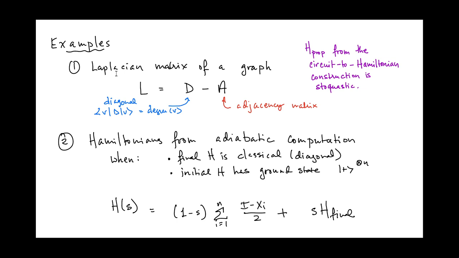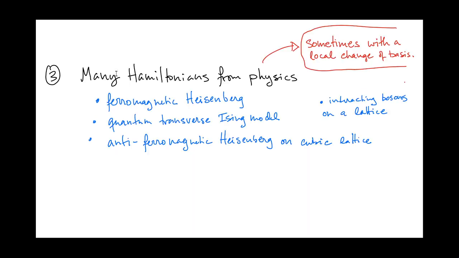So that's another important one, and we'll actually talk about adiabatic evolution in connection with stochastic Hamiltonians as we go. Many Hamiltonians from physics have this property, sometimes with a small local change of basis. One of the exercises you have is to actually do that local change of basis and take a Hamiltonian that appears not to be stochastic and represent it in a basis in which it is stochastic. So it is well motivated from the physics point of view.